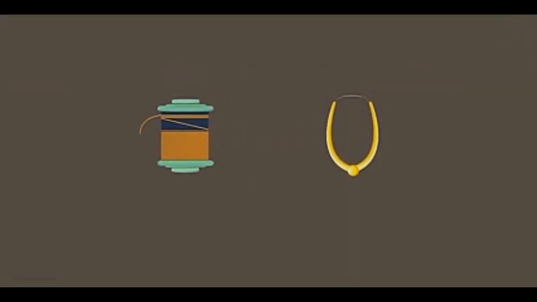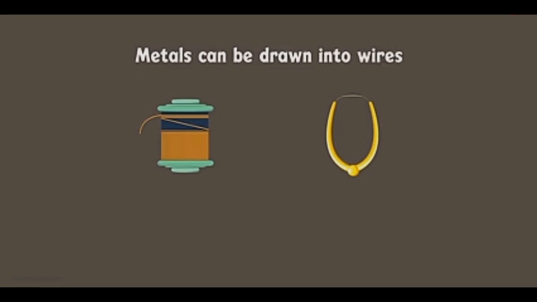Have you ever seen copper wires or thin gold wires used to make jewelry? Metals by nature can also be drawn into wires. Do you have any clue as to what this property is called? It is called ductility of metals. The ability of metals to be drawn into wires is called ductility.